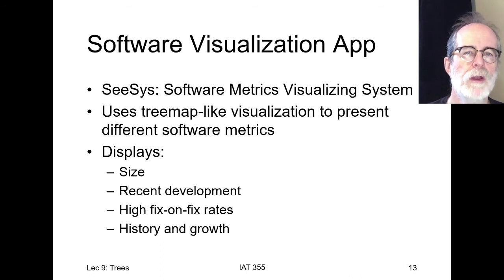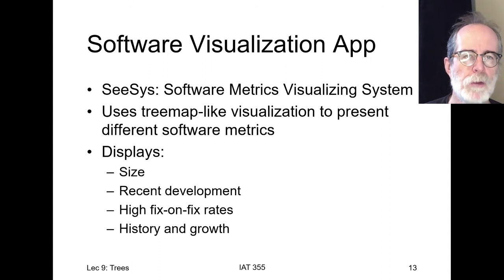So what I'm going to show you now is another older example. This is from a system called CSys that was developed a number of years ago at Bell Labs. It is a software metrics visualization system, and it uses a tree map-like visualization to present different software metrics. It's very similar to the file system viewer in terms of its starting concept: read all the files. But in this case, it's reading all the files of a software repository, and we're talking millions of lines of code for this thing.